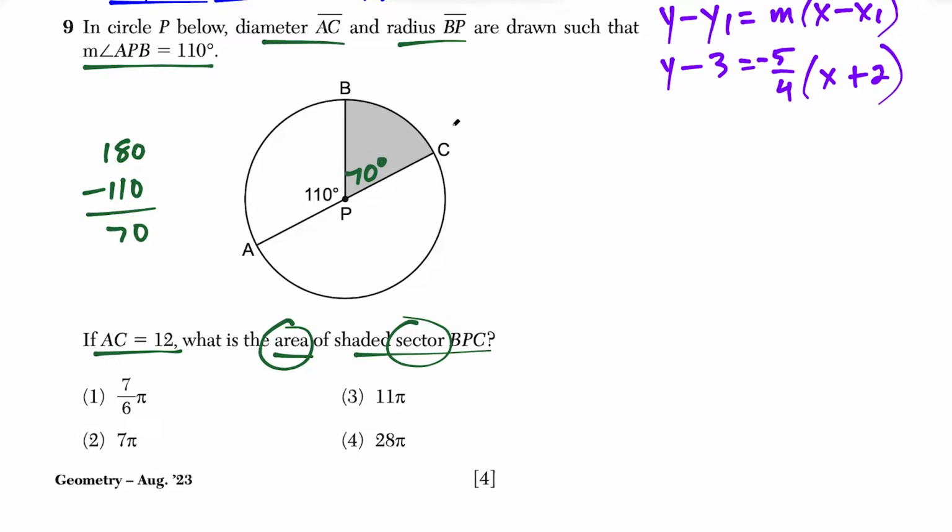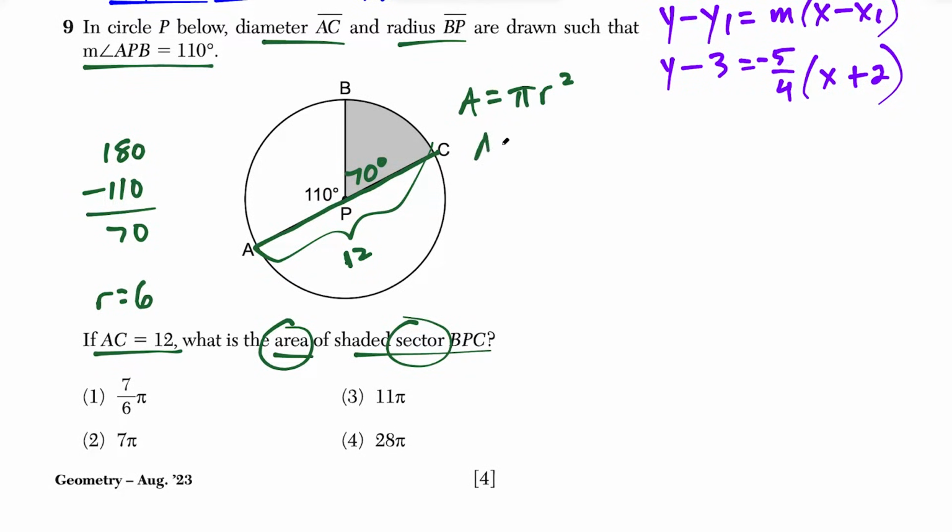So we have to know first the area of a full circle is pi r squared. So the first thing we could do is find the full area of the circle, and notice they told us that AC is a diameter. They told us AC is a diameter and the length of AC is 12 units. So this diameter is 12 units long. So we have to be careful here. First, we're going to find the radius, and the radius is equal to half the measure of the diameter. So the radius is 6 units long.